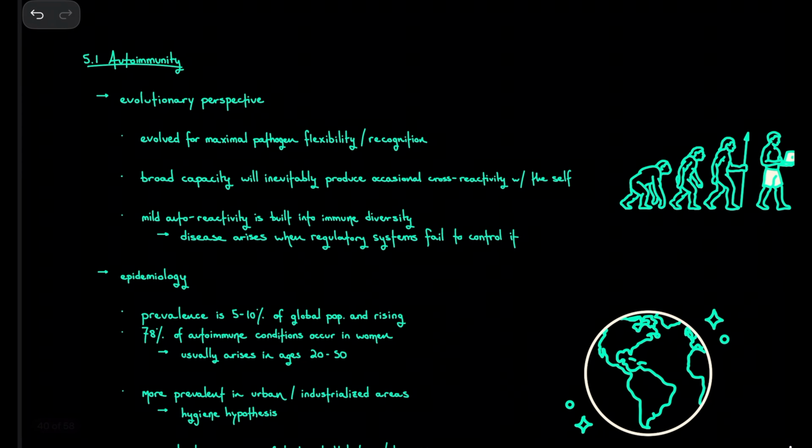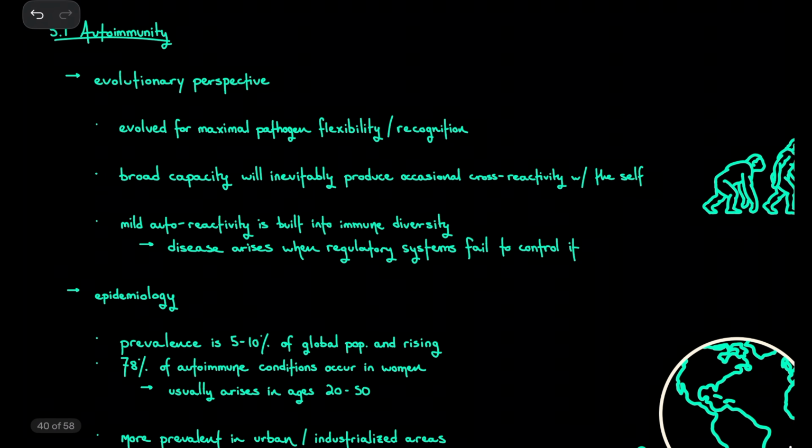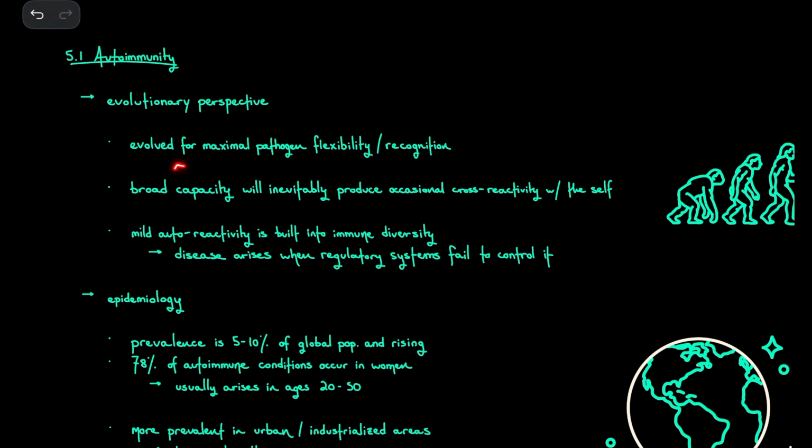Okay, and lastly, just to broaden out why this is occurring, from an evolutionary point, we evolved for maximal pathogen flexibility and recognition. So we cast a wide net. Unfortunately, that wide net will inevitably produce occasional cross reactivity with the self. Again, there's only so many peptide motifs in nature. We're bound to overlap. We're bound to mess up. That's built in to immune diversity. That's fine. It's going to happen.